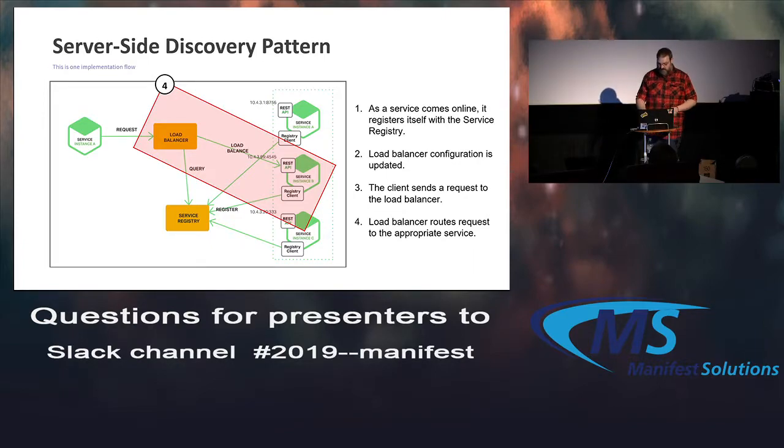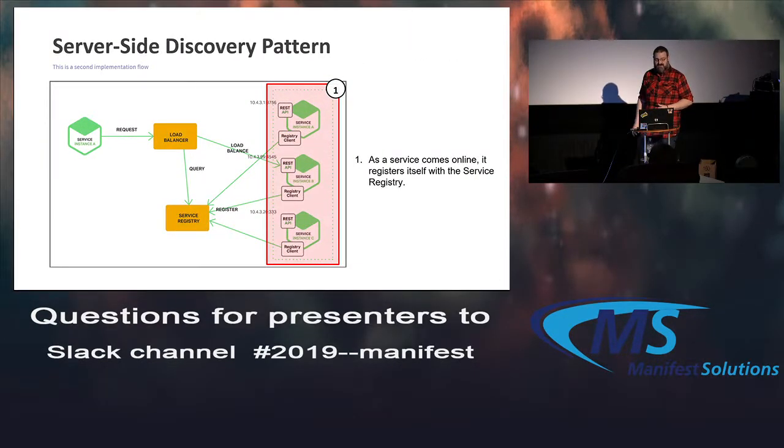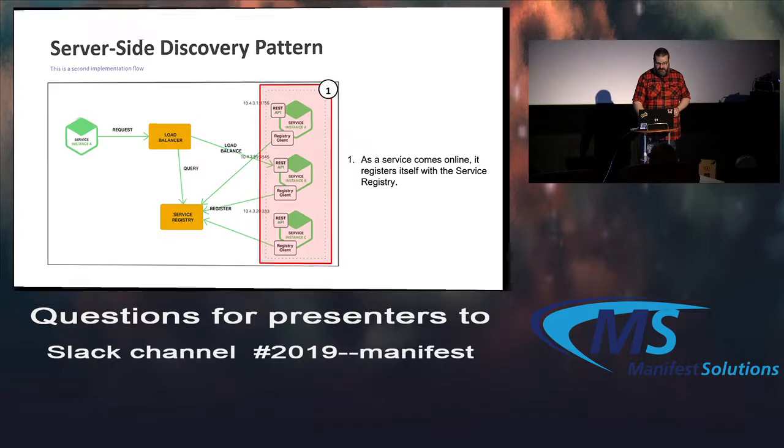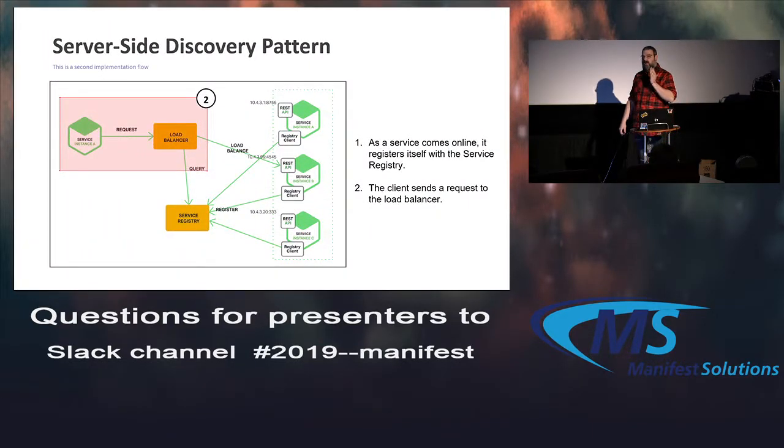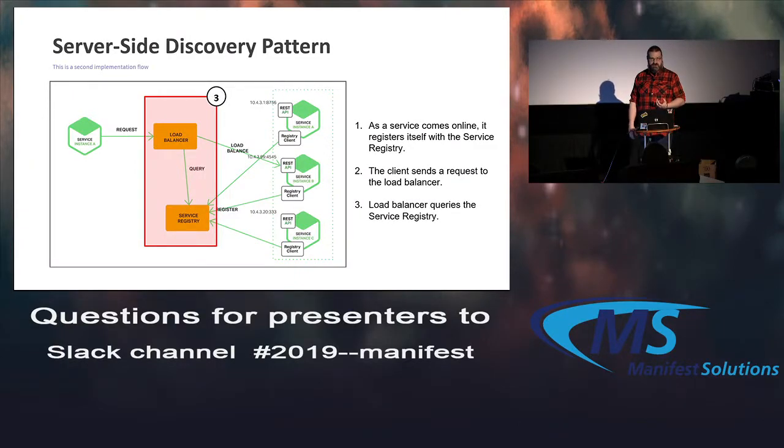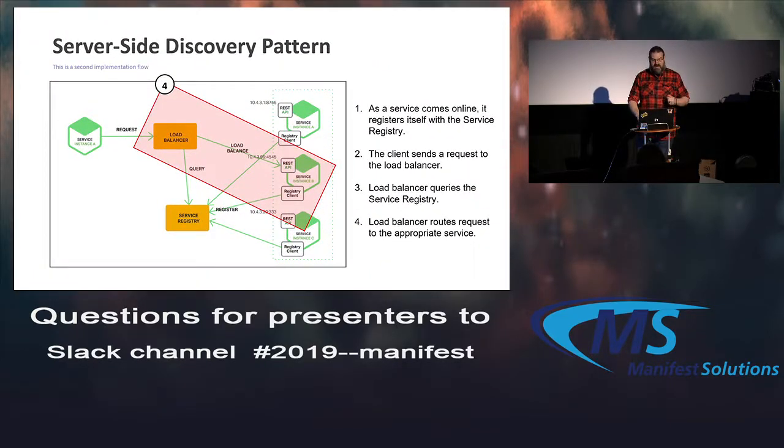The second option for server-side discovery is, again, same thing. Services come up, they register to the service registry. But now what happens is the client contacts the load balancer. The load balancer has not updated yet. The load balancer then queries the service registry. It's going to ask for the location for that service, and then now it routes. So the difference is you can update your load balancer using something like Consul template or Nginx templates, or you can just let the load balancer query the service registry. You do have options there.